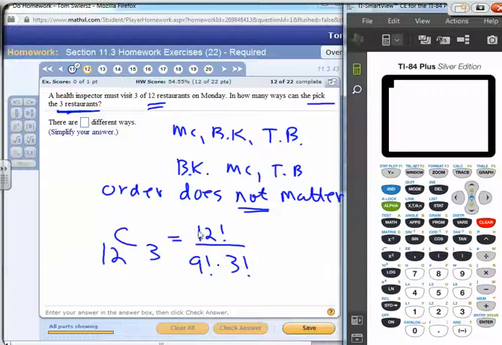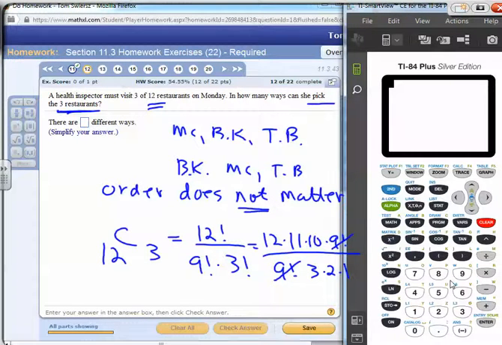So you have to write them out, reduce when you can. Again, you could do 12 times 11 times 10 times 9 factorial, over 9 factorial, 3 factorial, 3 times 2 times 1. The 9 factorials cancel. So it's 12 times 11 times 10 divided by 3 times 2 times 1, and you'll get your correct answer. Fortunately, you can do it on the calculator with the combination.